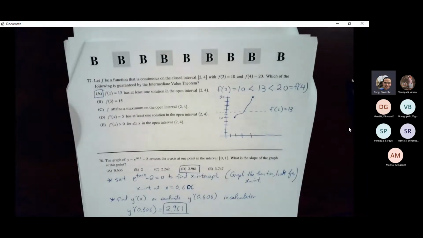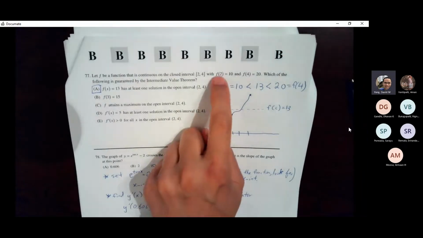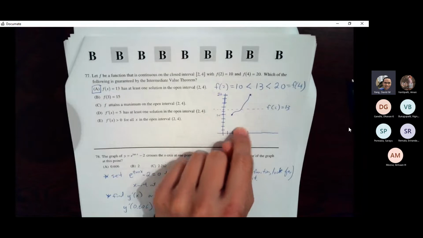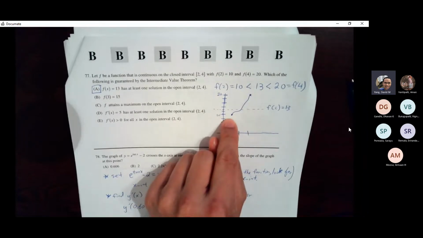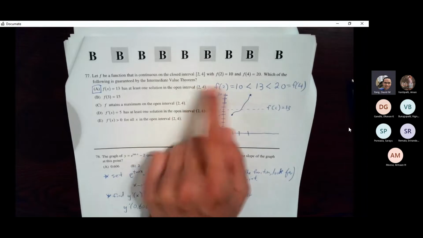Okay, 77. Let f be a function that is continuous on the closed interval from 2 to 4. It's nice to have this graph, a visual perspective here. So my ordered pairs are (2, 10) and (4, 20). Which of the following is guaranteed by the Intermediate Value Theorem?